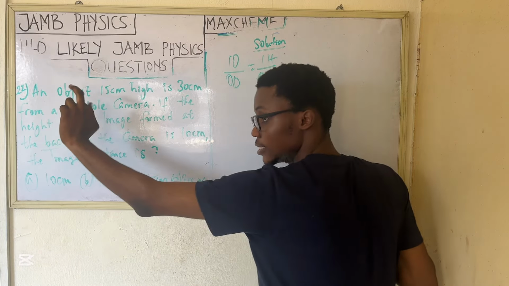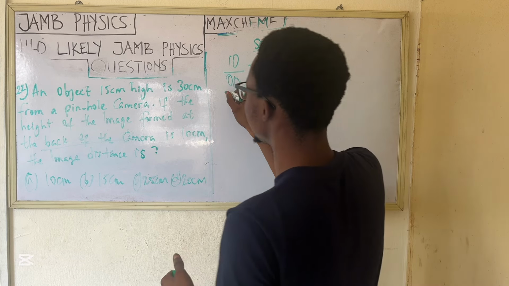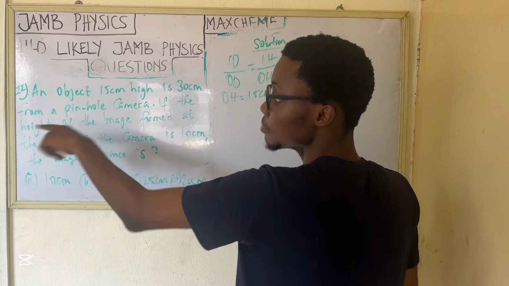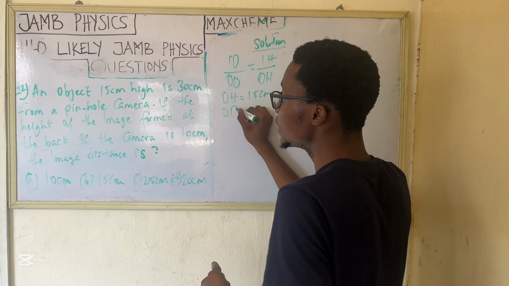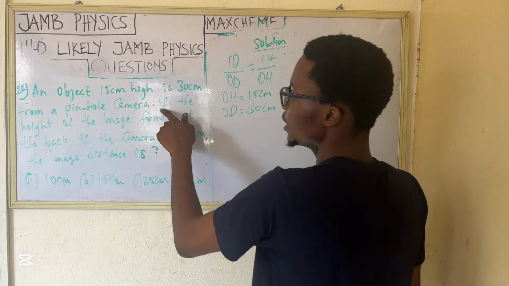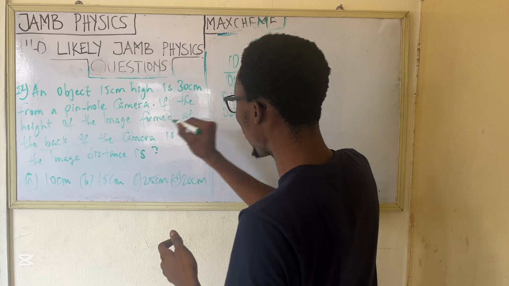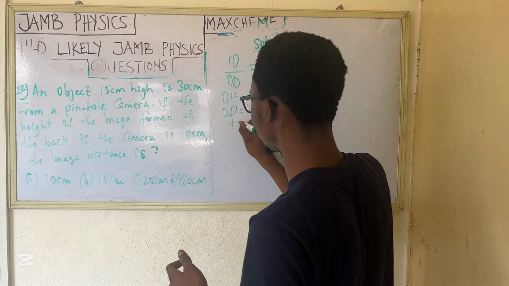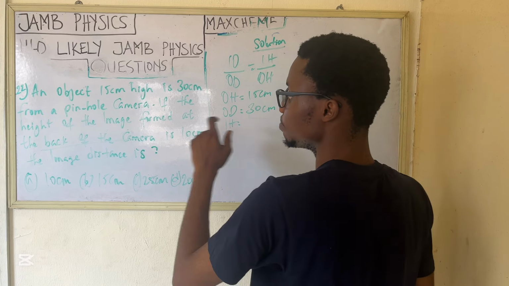Now let's read it together. An object 15 centimeter high, that means the object's height is 15 centimeter. Is 30 centimeter from a pinhole camera, that means the object distance is 30 centimeter. If the height of the image formed, that is the image height, at the back of the camera.